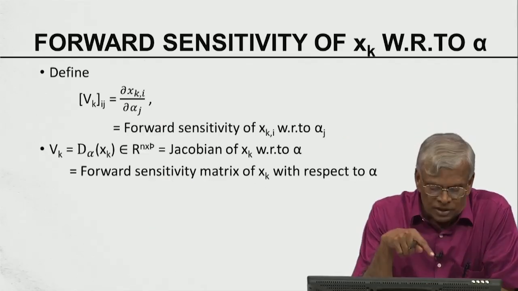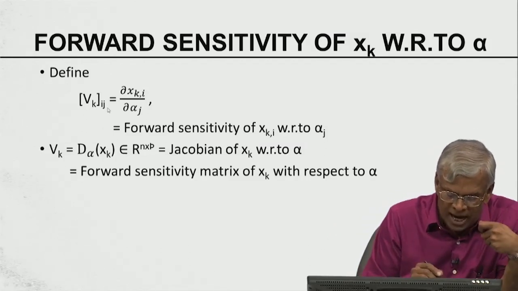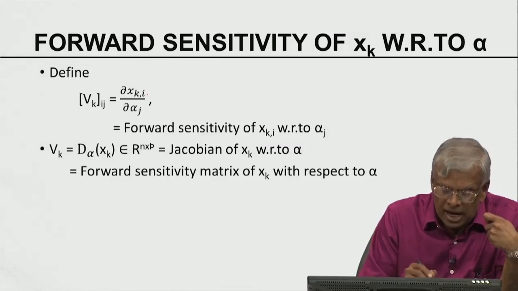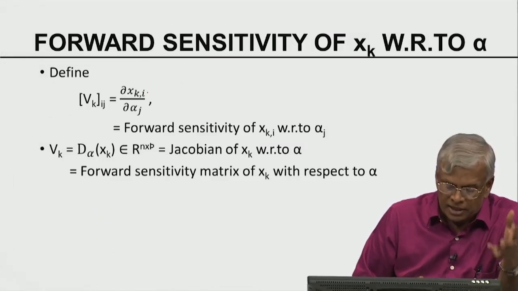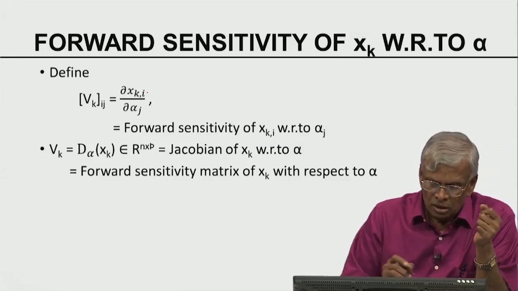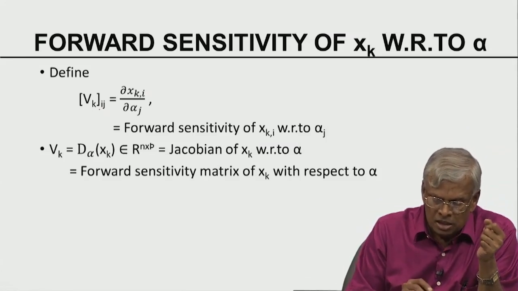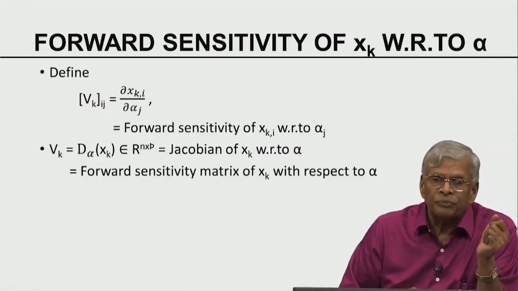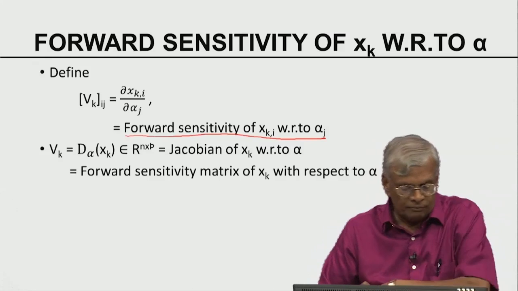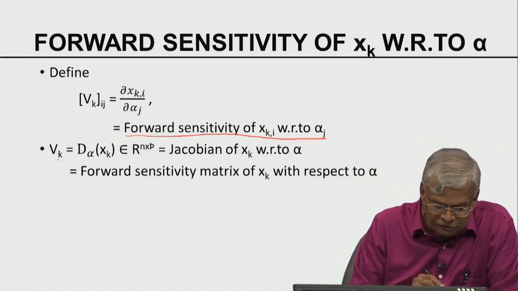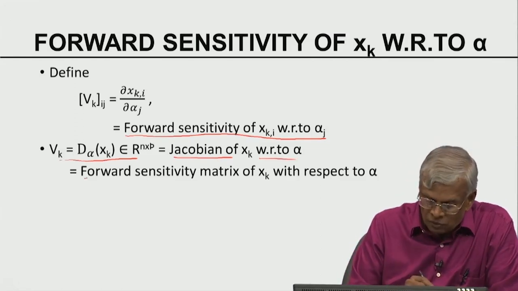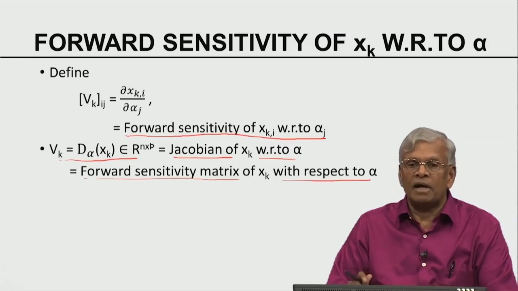Likewise, I can derive the forward sensitivity with respect to alpha. So, Vk ij is again the partial derivative where xki is the ith component of the solution at time k, and alpha j is the jth component of the control vector. The partial derivative is the ijth element of a matrix Vk. So, that is called the forward sensitivity of xki with respect to alpha j. So, you can again think of Vk as a Jacobian of xk with respect to alpha. This is called the forward sensitivity matrix of xk with respect to alpha.